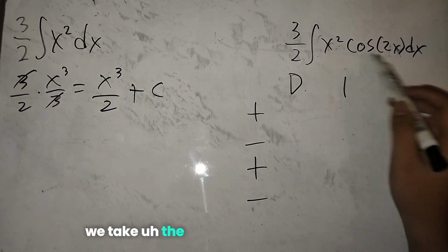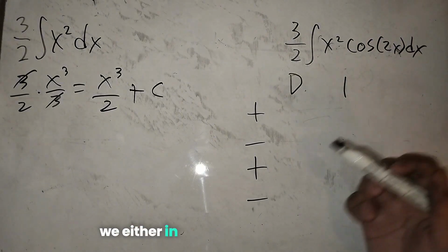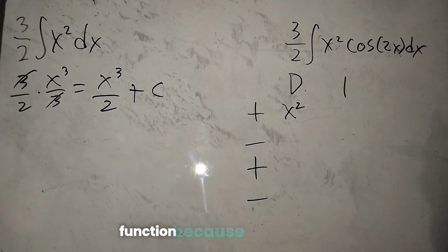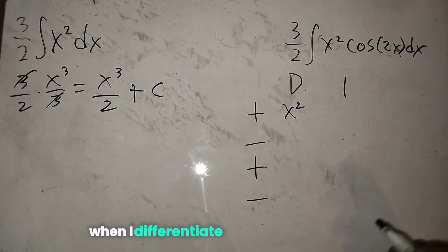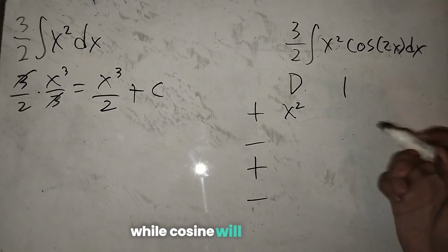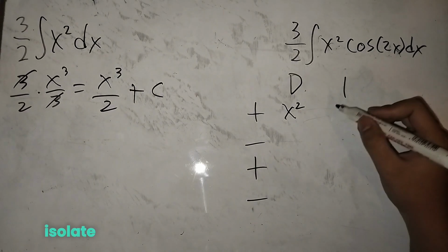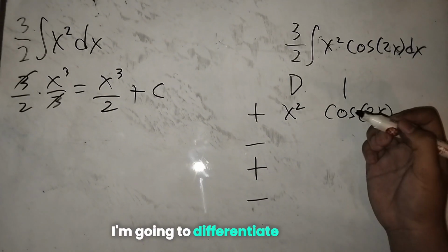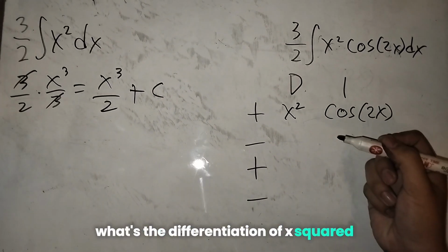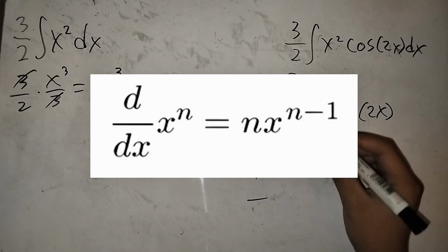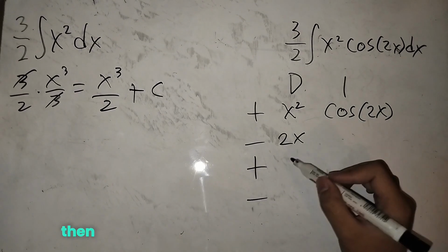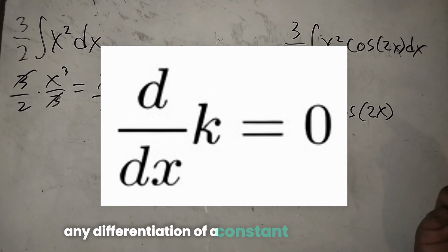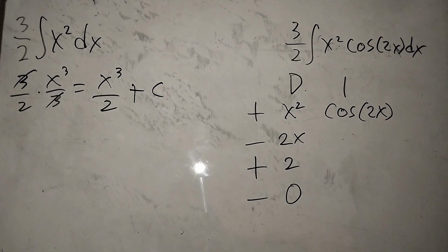We take the two functions that we have, and we either differentiate or integrate. I'm going to pick x squared as my differentiating function because when I differentiate x squared, it goes towards 0, while cosine will just oscillate. It won't go anywhere. I'm going to differentiate this first. What's the differentiation of x squared? Using this rule, put the 2 over there, so that's just 2x. And then this one, that's just 2. And any differentiation of a constant is just 0, right? Okay, so far so good.